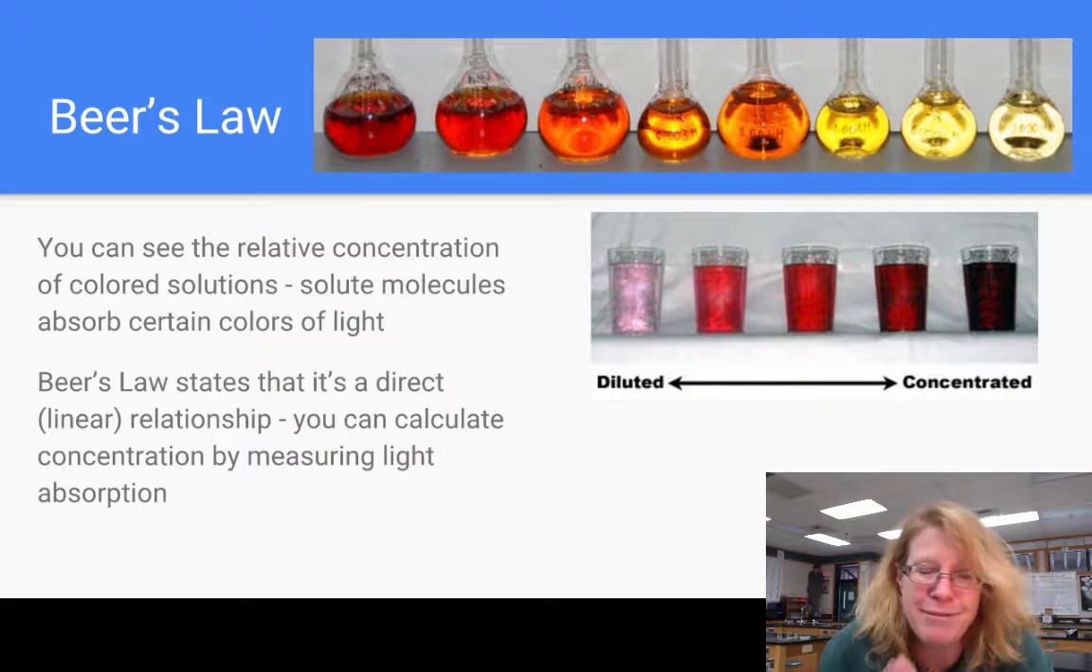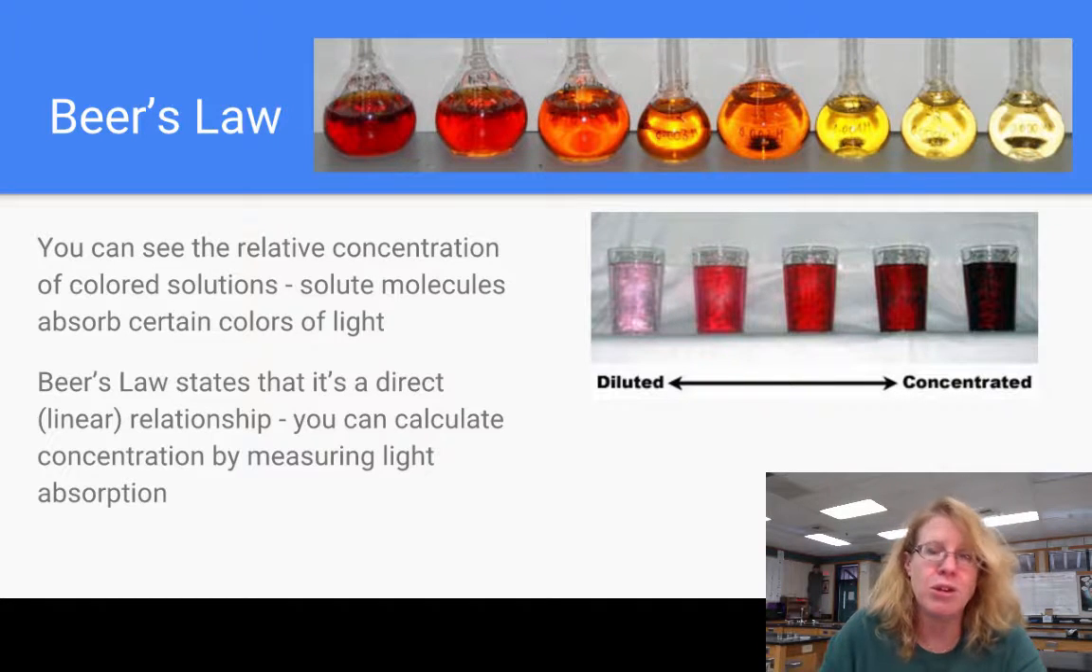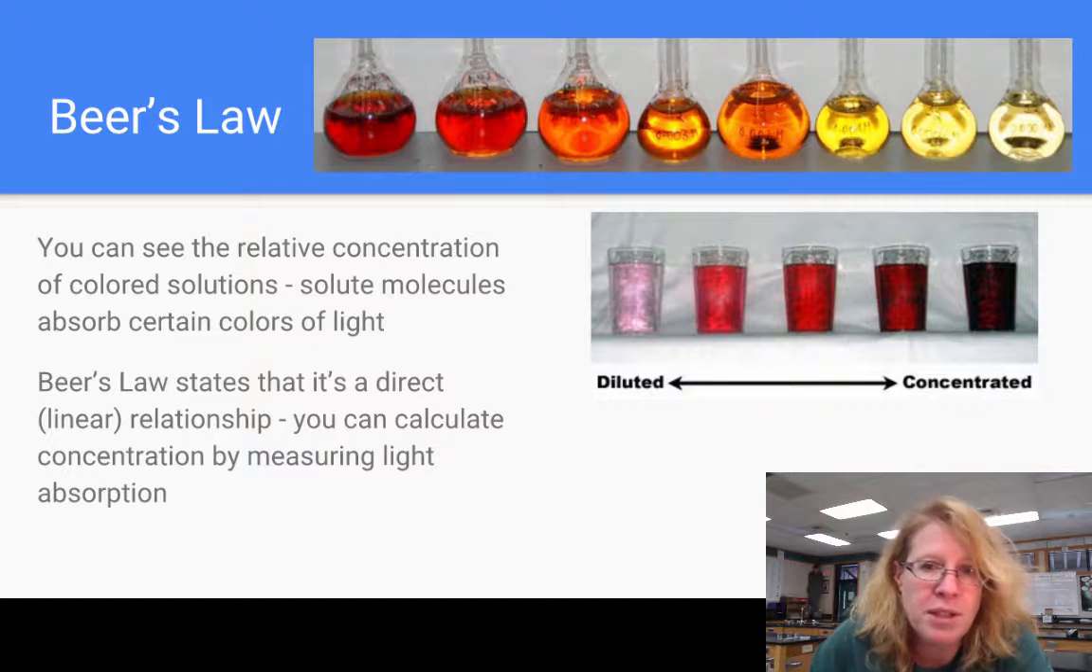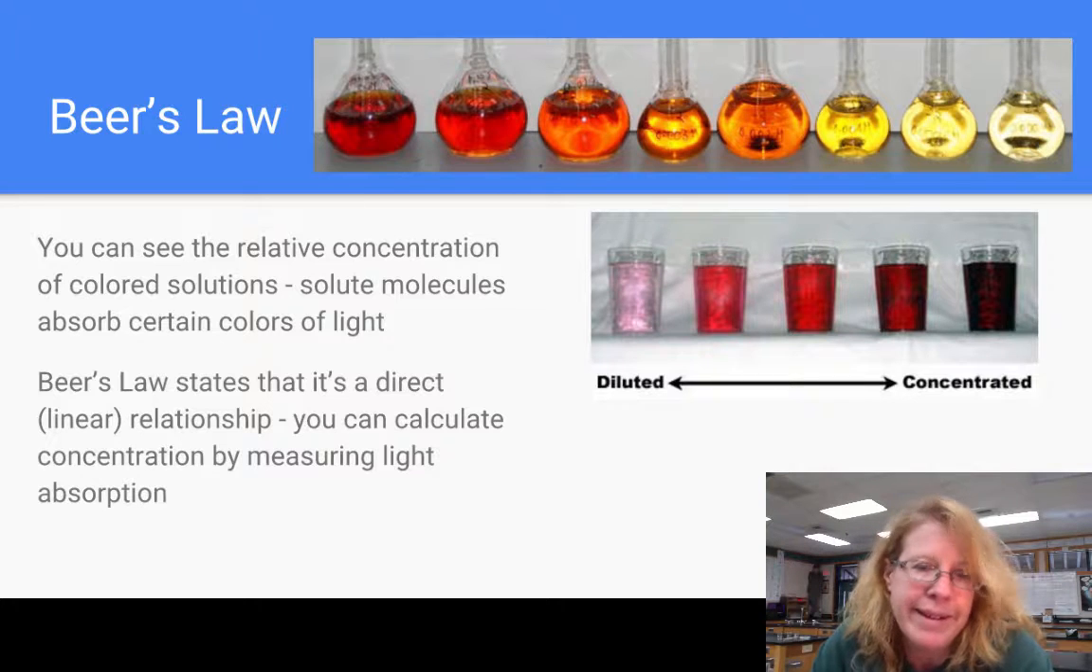As you probably can figure out just from experience, the darker a solution is, the more solute is present. The lighter or clearer a solution is, the more solvent is present. This principle is actually something known as Beer's law or the Beer-Lambert law. It's more fun to call it Beer's law, I know.